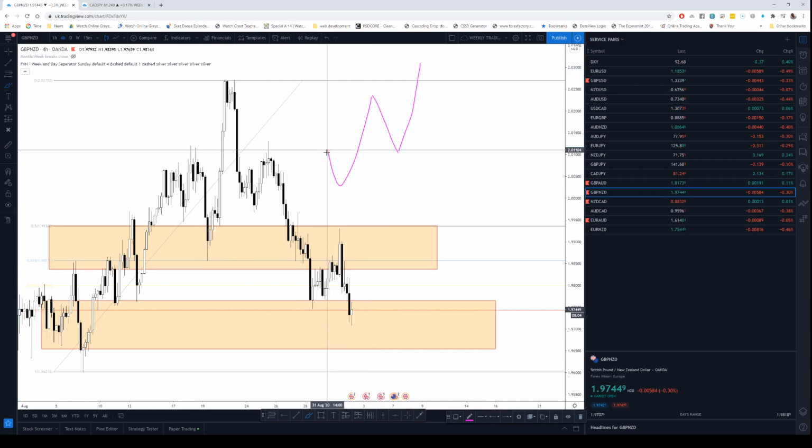So if price drops into this, let's say this is the level, I've drawn it wrong, right? This is the level. Let's say this is the level.